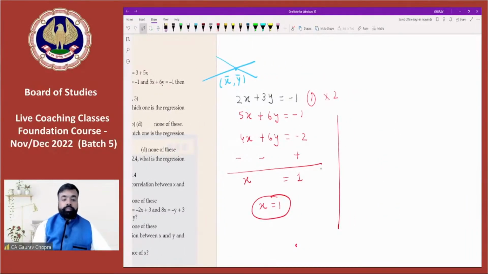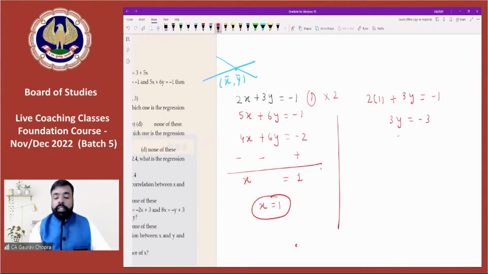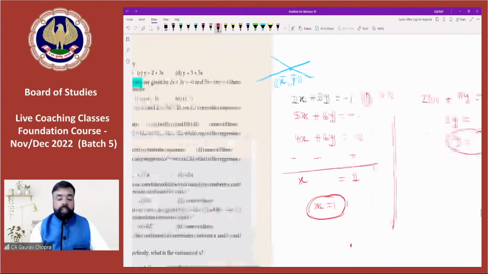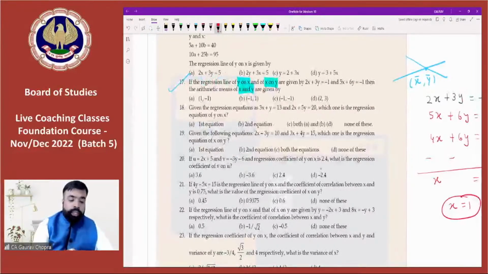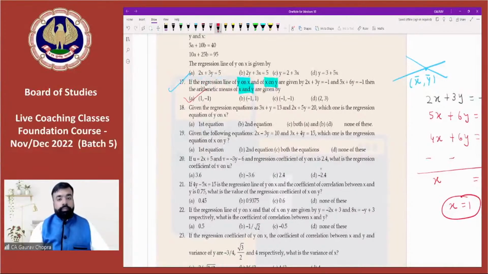All right. Now, what do we have to do next? If x is 1, what is the value of y? We can put 2 of x, that is 2 of 1, plus 3 of y equal to -1. So how much will we get? 3y equals -3. So y equals -1. So x is 1 and y is -1. So we can clearly see option number A.